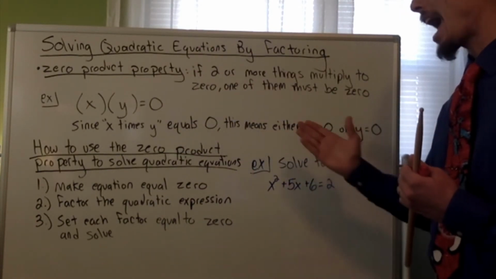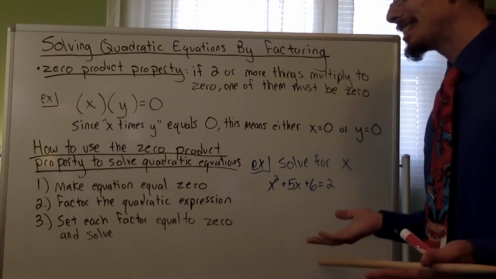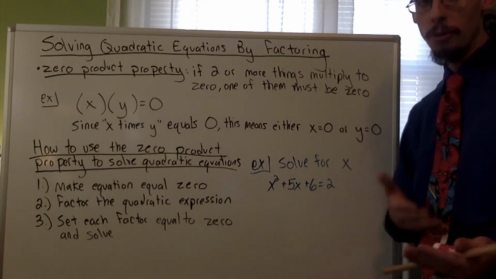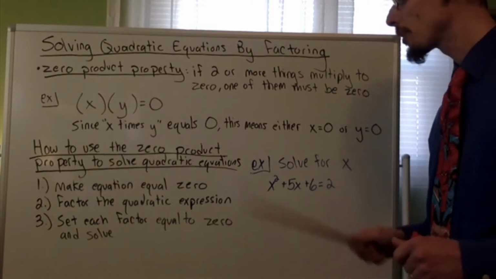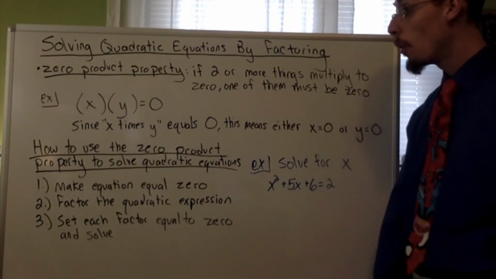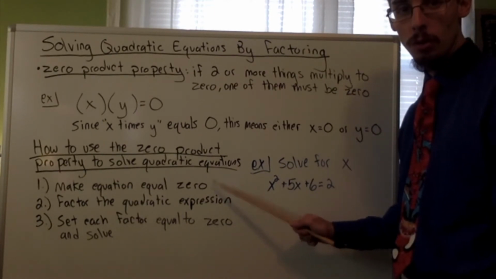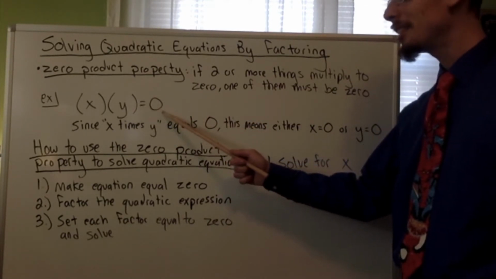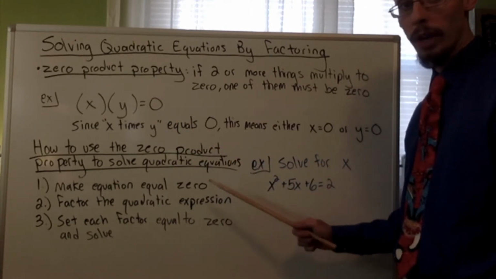Now, how do you actually use this to solve a quadratic equation, right? It's not really that hard unless you find factoring hard. If you find factoring difficult, then this is going to be incredibly difficult for you. So how do you use the zero product property to actually solve a quadratic equation? Well, step 1, you have to make the equation equal 0, right? If everything I just said depends on it equaling 0, then that has to be your first goal. Make it equal 0.